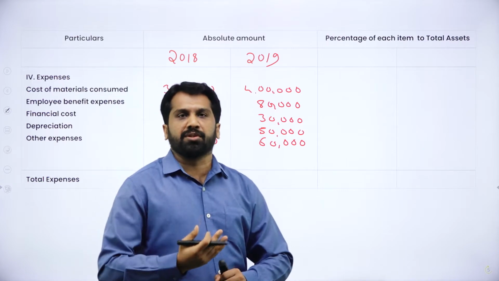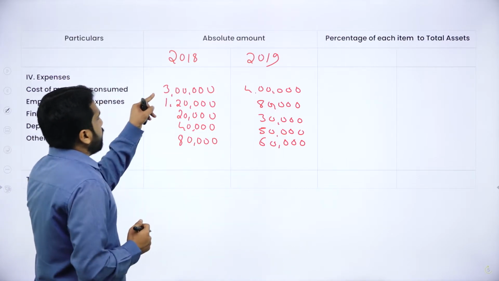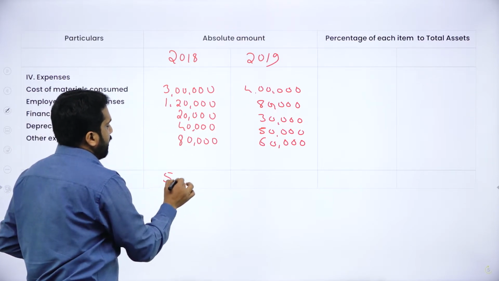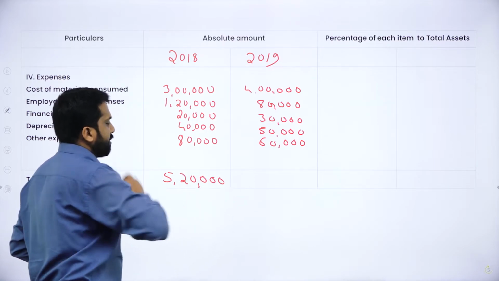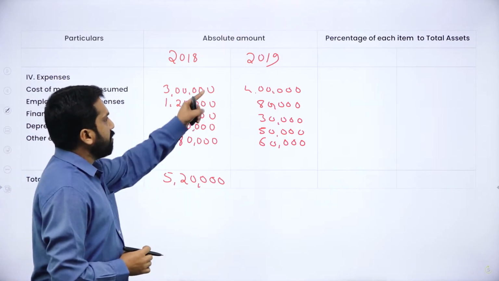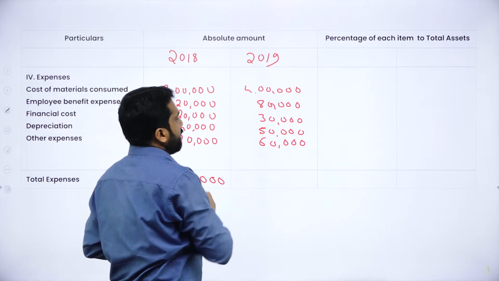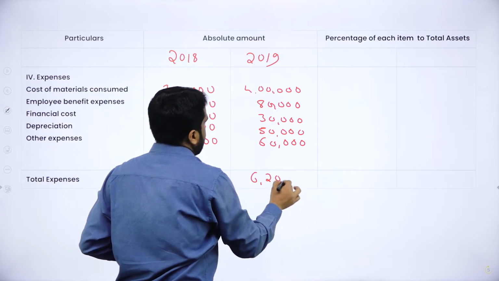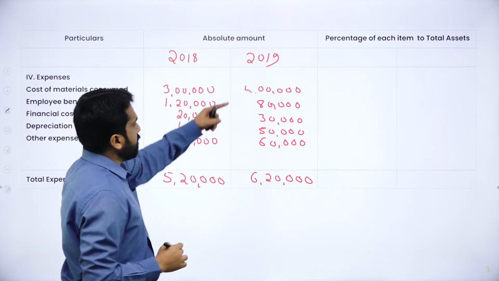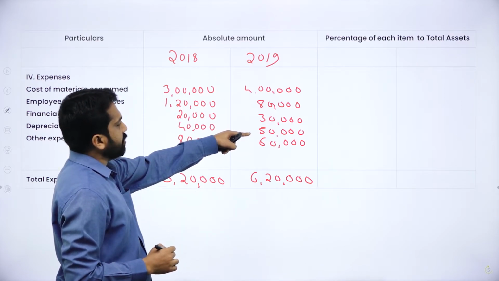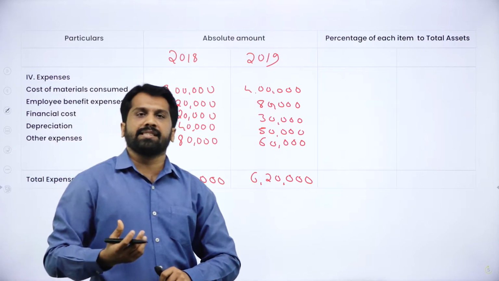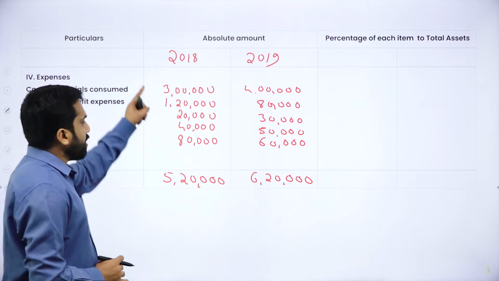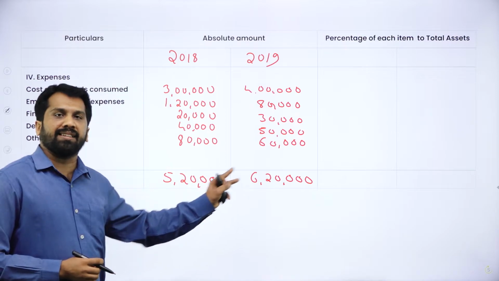After this, what should we do? We should add everything. Now, 3 lakh, 4 lakh 20, 4 lakh 40,000, 4 lakh 80, and the answer is 5 lakh 20,000. Similarly, we'll go for 2019. If you add everything, 4 lakh 80, 5 lakh 10, 5 lakh 60, it will be 6 lakh 20,000. This is your calculation. Up to this, any doubt? No. Whatever was given in the question, we copied and pasted.